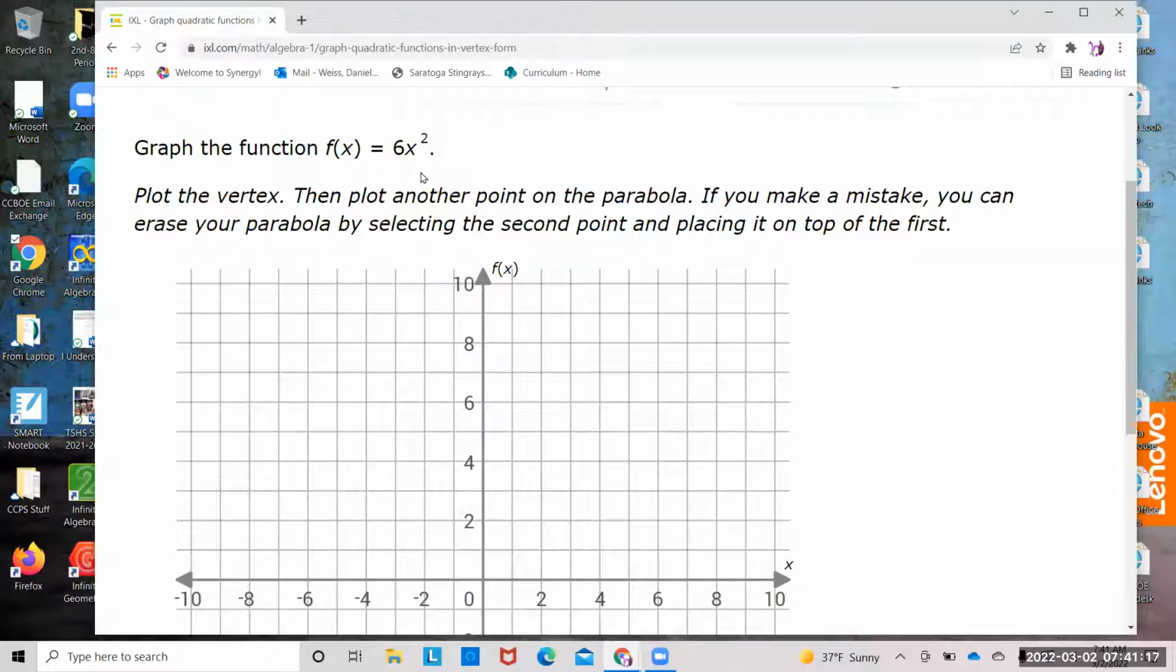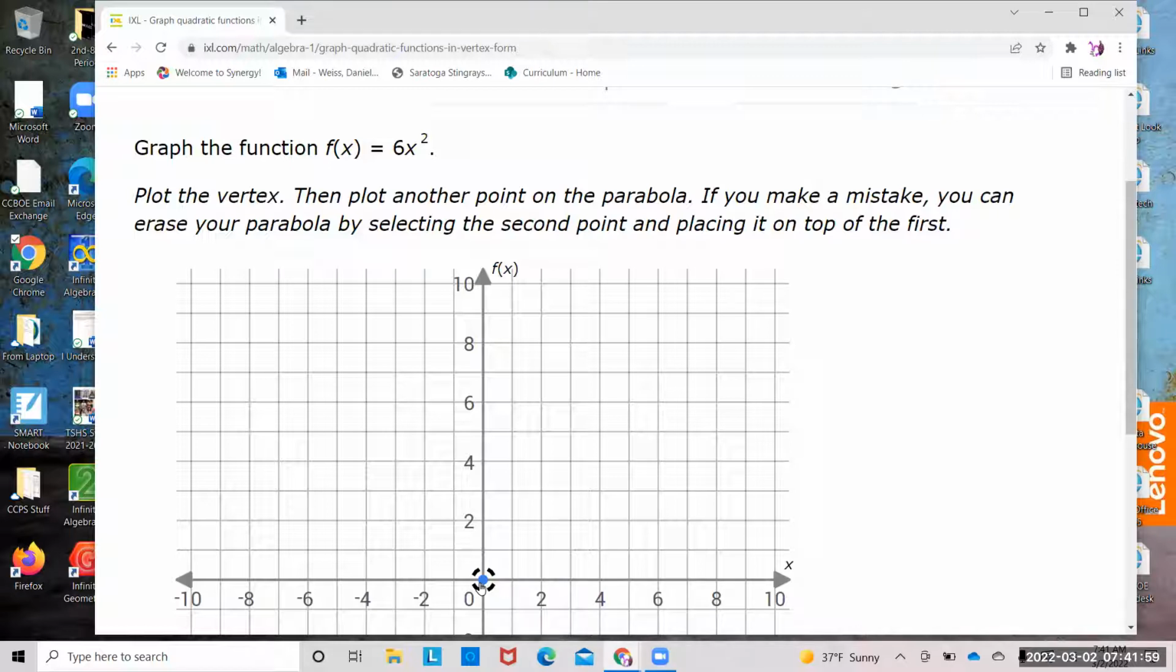If I put 0 in for x, what's 0 squared? What's 0 times 0? 0. Then what's 6 times 0? 0. So in other words, if x is 0, y is 0, right? Because 0 times 0, 0 times 6 is 0. So there is going to be a point at 0, 0 right there. So you just click on 0, 0.